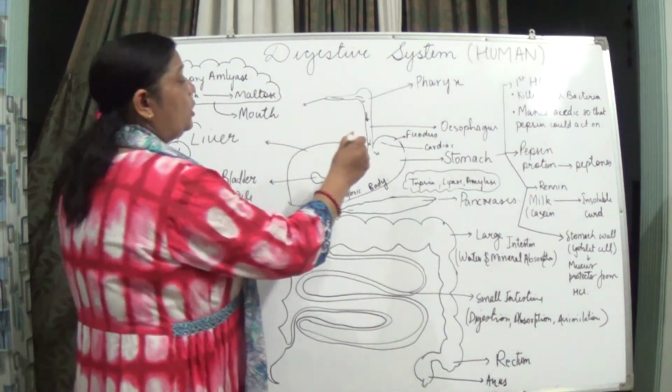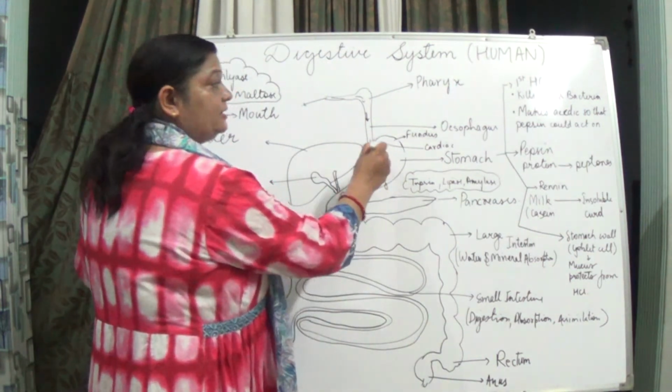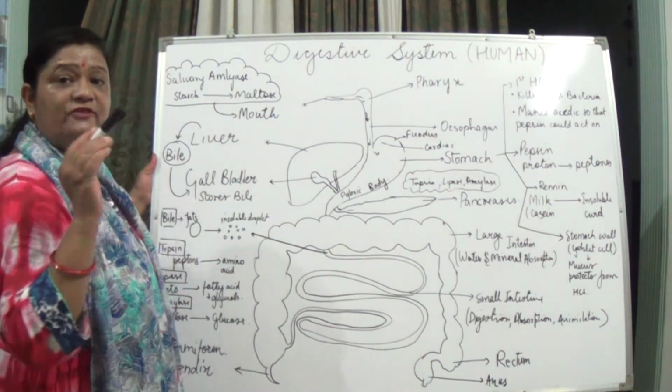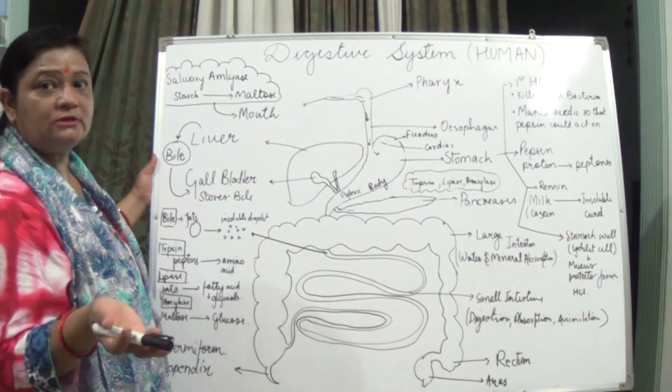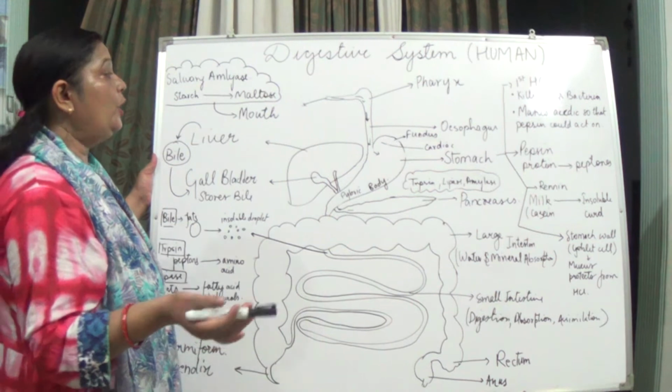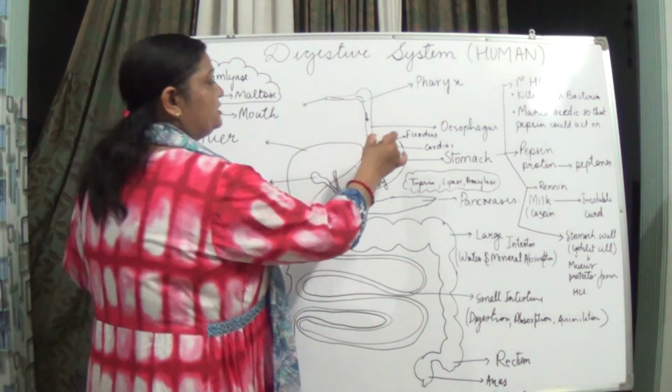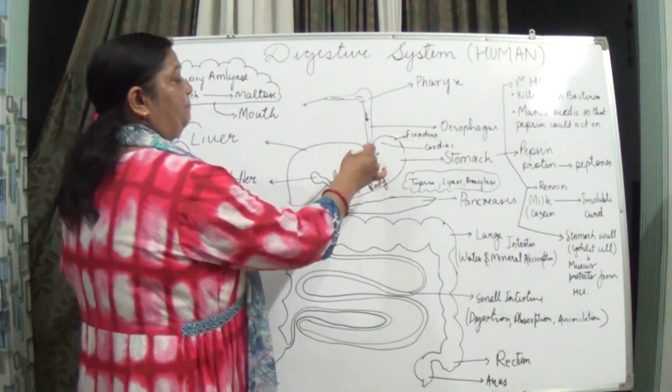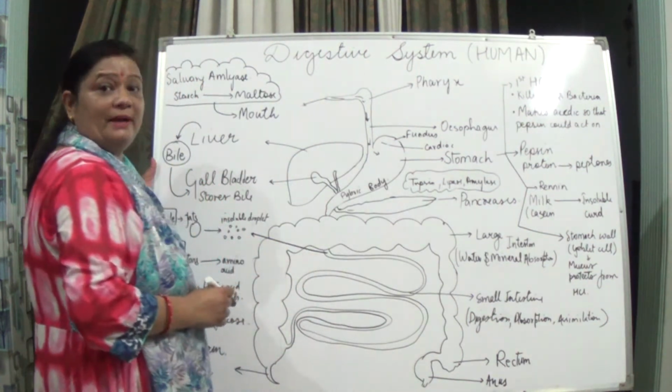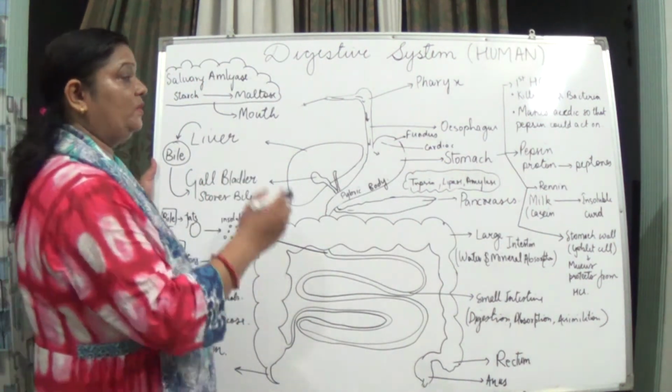Because if it is not acidic in nature, this pepsin will not act, and if the pepsin will not act, proteins will not be digested. So hydrochloric acid favors making the whole medium acidic in nature.